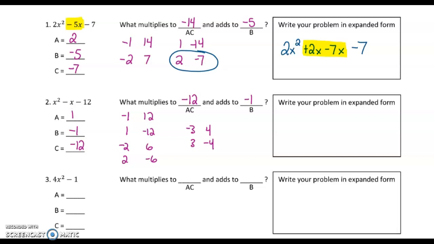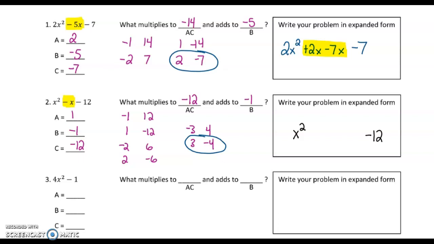Now out of those, which one is going to add to negative 1? That will be these two. 3 times negative 4 is negative 12, and 3 plus negative 4 is negative 1. So when you write your problem in expanded form, the beginning x squared and the ending minus 12 stay the same. That did not change. So we have x squared and we have minus 12.